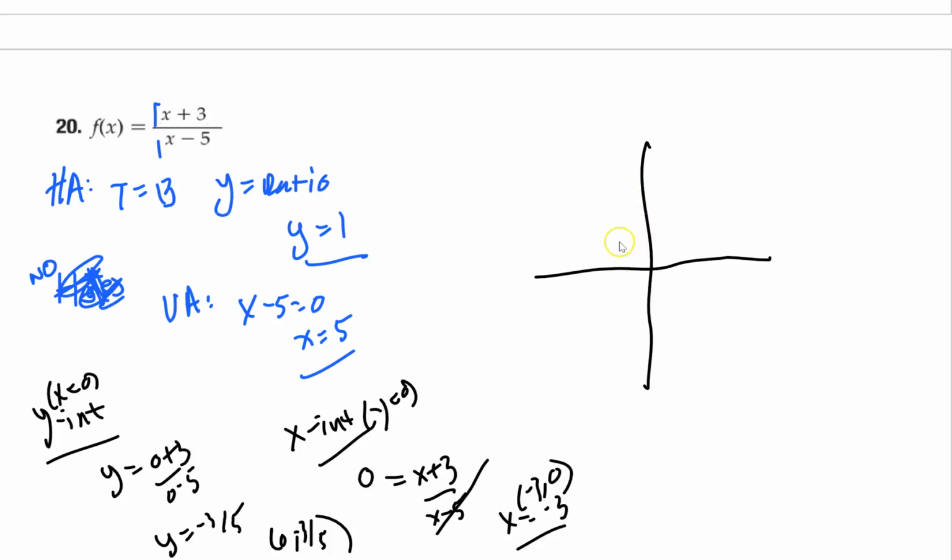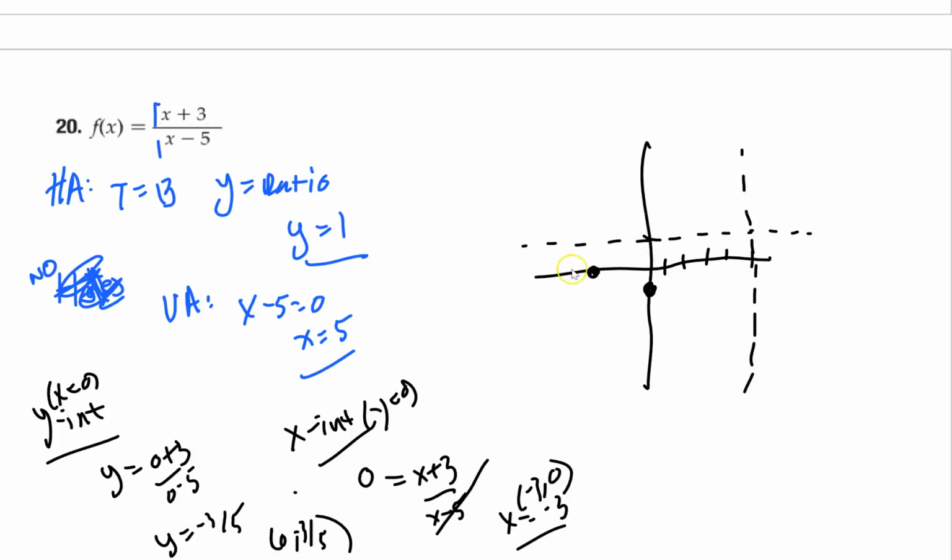That's what I call a straight line. Again, always start with asymptotes. So y equals 1, so like this. x equals 5. 1, 2, 3, 4, 5. Let's use our points. 0, negative 3/5. So 0, negative 3/5 is right there. Negative 3 and 0 is over here.